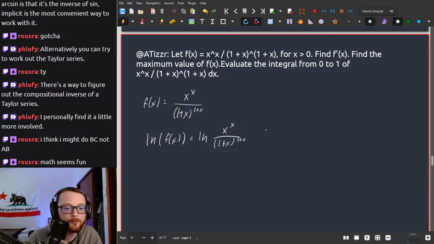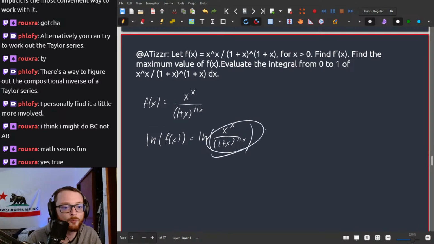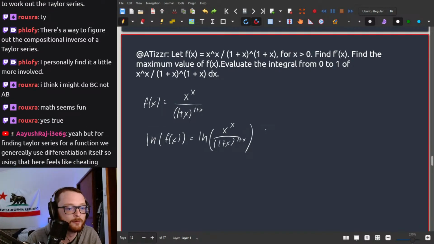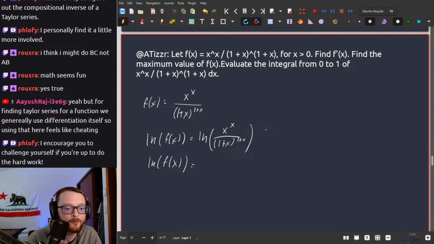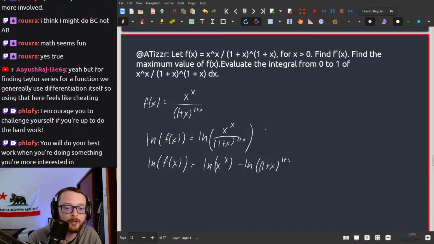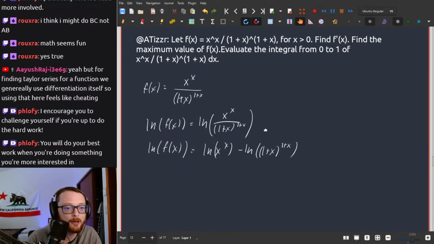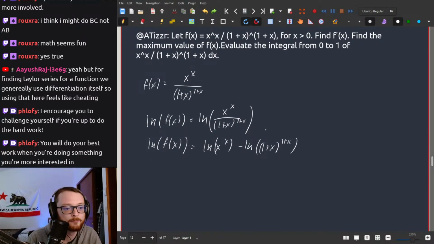So yeah, the reason that I want to take ln here is that it's going to make this so much easier. And so yeah, works even for you. This is like an interesting technique to see here. So using log identities, I can split this thing up. So I'll write out the steps a little bit individually. We'll get ln x to the x minus ln 1 plus x to the 1 plus x. And then we can use the power rule for logs.